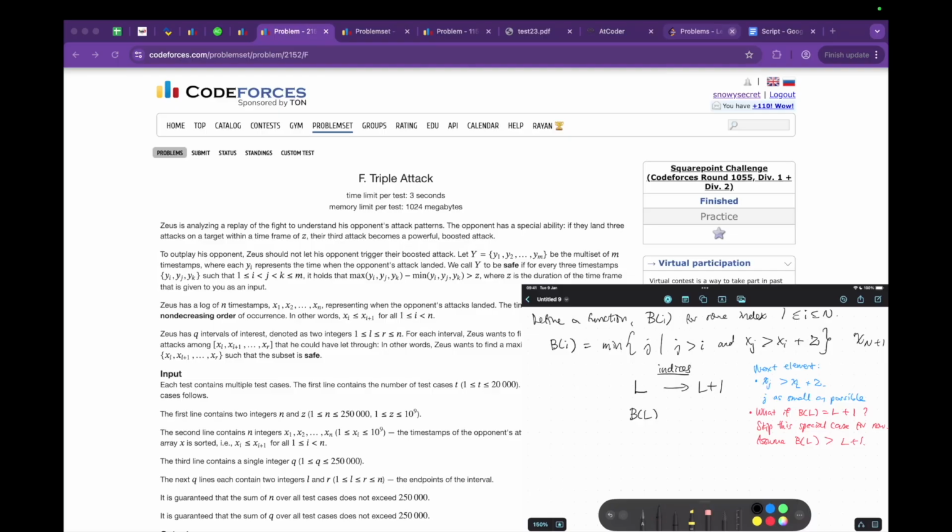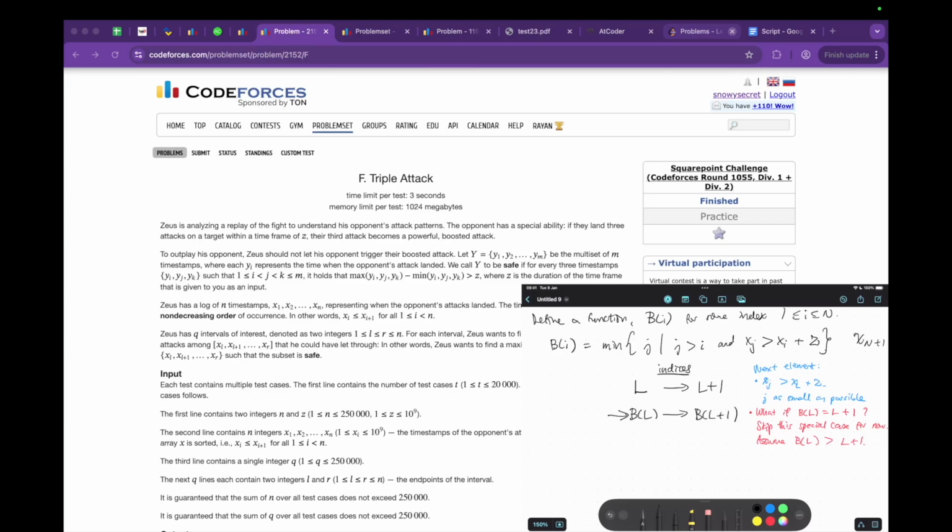Okay, so that means the third element would be B of L. So what would the fourth element be? We know that L leads to B of L, as the first element leads to the third element. So similarly, for the fourth element, we want to look at the second element, since it's currently also the second last element. So we want to find an index such that x of that index is greater than x of L plus 1 plus z, which might make us think of B of L plus 1.